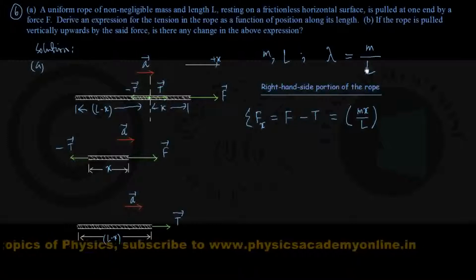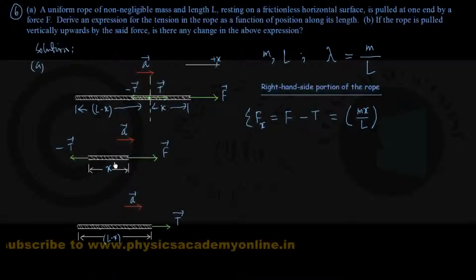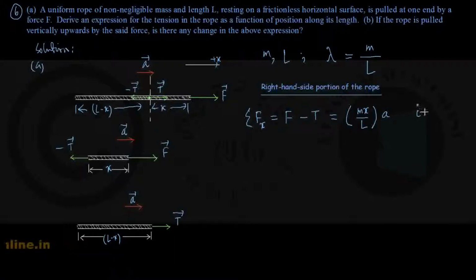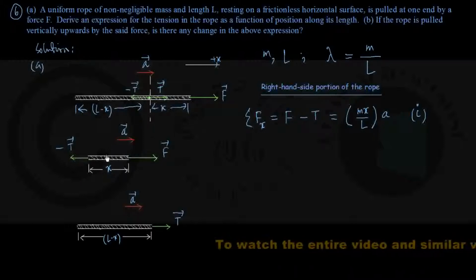M by L, length per unit length. And since the length is x, this portion's mass should have been m by L into x. That is the mass. Acceleration is taken to be a here to the right. That's my equation number 1 for the x motion of the right hand side portion of the rope. We are not writing the equations of motion in the y direction, that is vertical direction, because we know already that gravity force and normal force are equal and they don't come into our calculation.